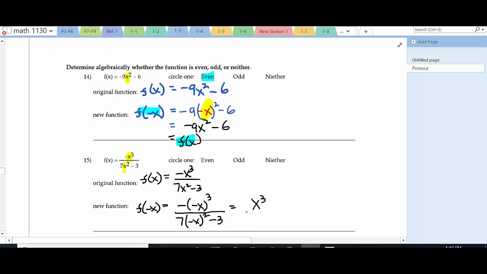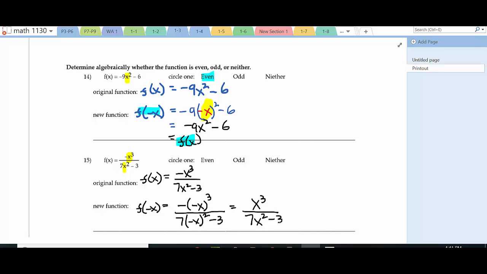What's going to happen in the denominator? It just goes back to x squared. If you square a negative number, it just becomes positive. So that's 7x squared minus 3. Now, what you want to do is look at what I gave you and look at what we ended up with. They're not the same, right?